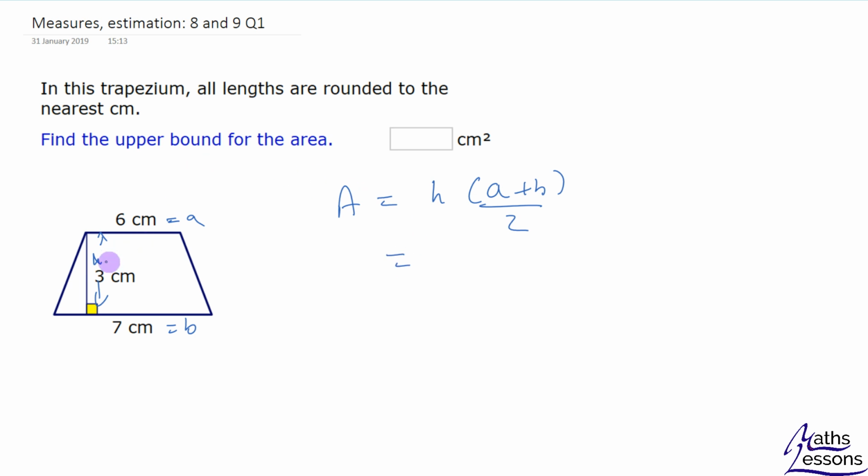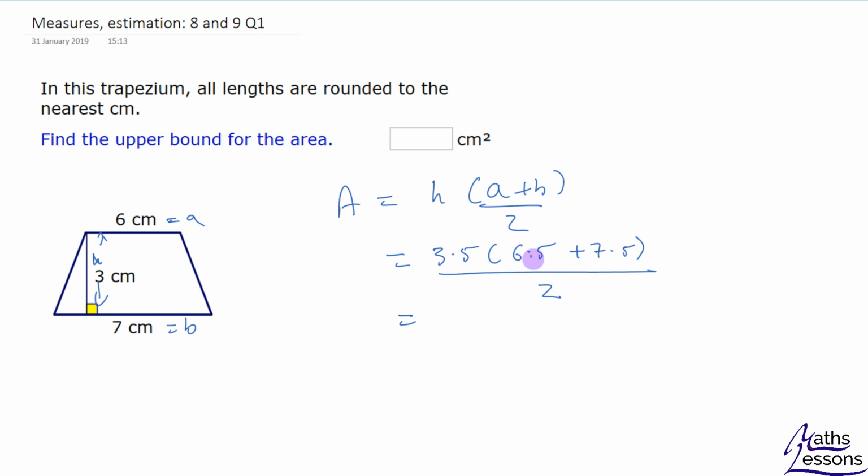And we're doing upper bound, so to make the area as big as possible, we want H to be big, A to be big, and B to be big. So the upper bound of 3 to the nearest centimetre is 3.5. The upper bound of A to the nearest centimetre is 6.5. And the upper bound of B, nearest centimetre, is 7.5. If you're struggling with boundary values, go back and have a look at the stream on level 6 or 7 on this.